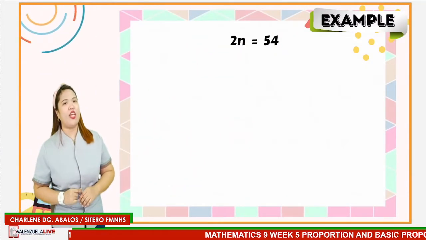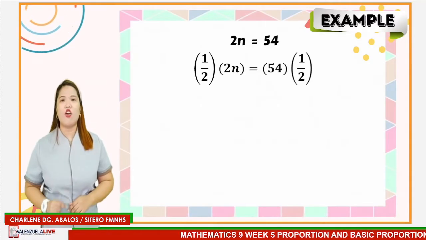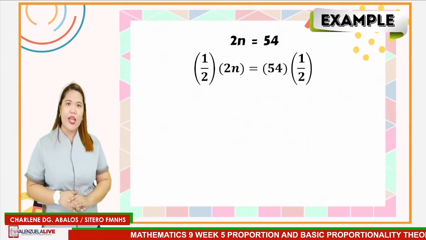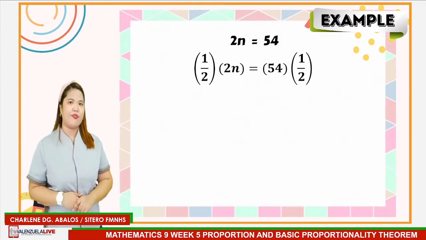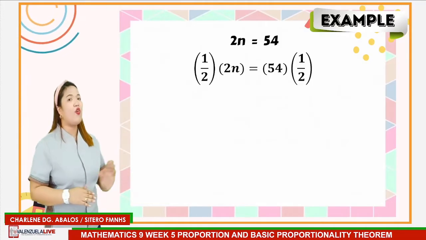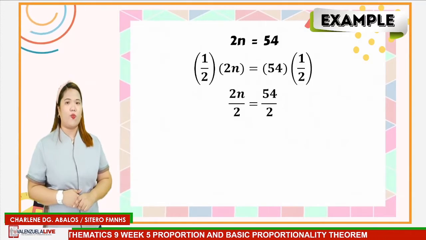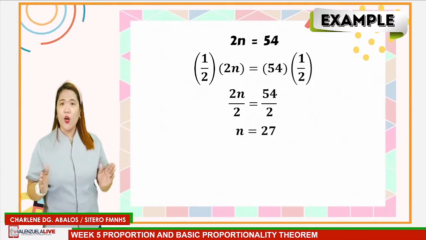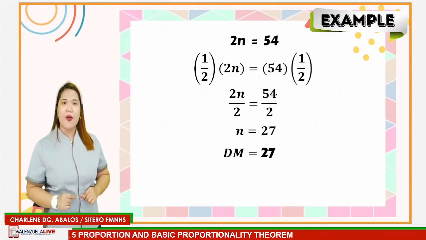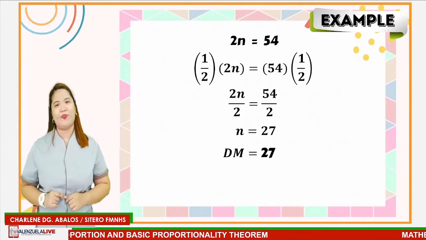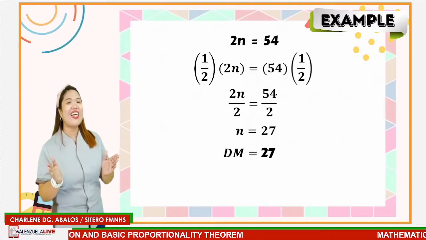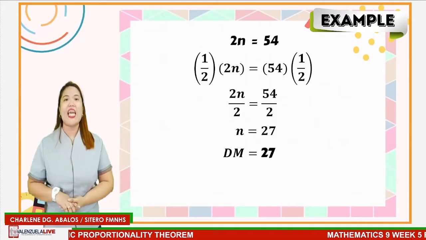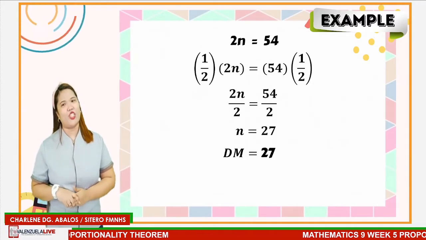Apply a multiplicative inverse. Multiply both sides of the equation by 1/2. So we have 1/2 times 2n equals 54 times 1/2. Then it will be 2n over 2 equals 54 over 2. This gives us n equals 27. So the length of DM is 27. I hope you understand the concept of proportion and applying the fundamental theorem of proportionality in solving problems involving proportions.